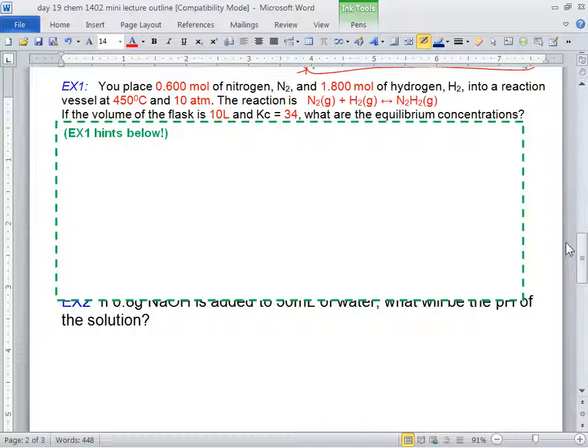Okay, Kenneth, what are the equilibrium concentrations? Before we ask for equilibrium composition, is that the same question? I don't think it is. No?